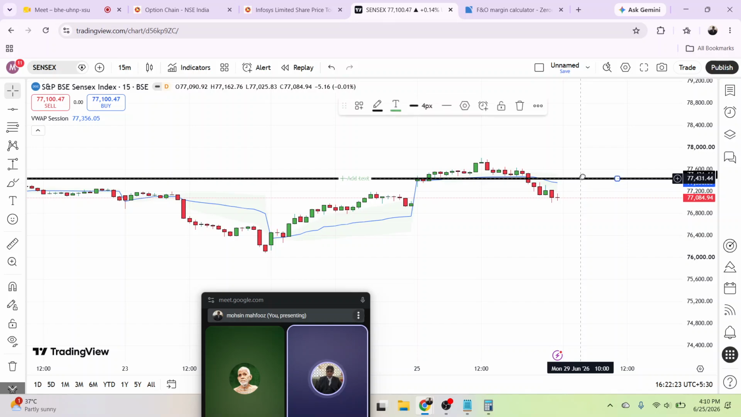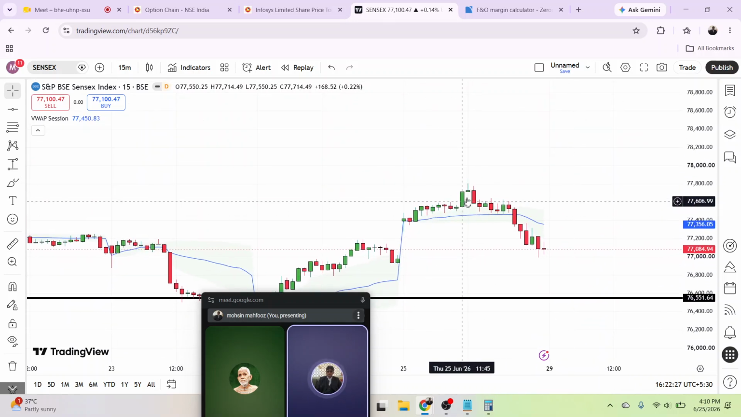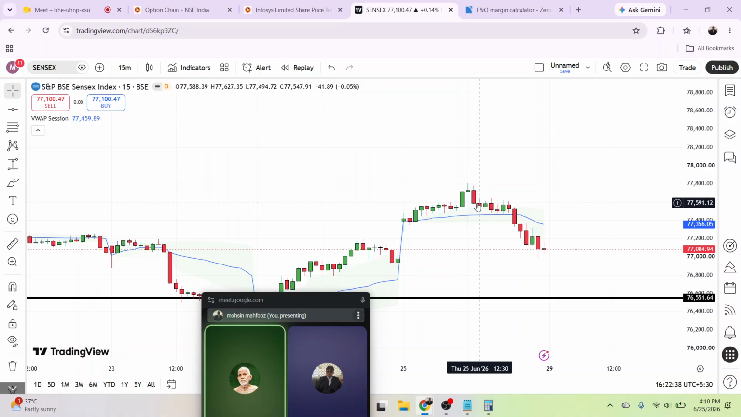Here you can see this is a 15-minute time frame, and there is an evening star pattern here. After this particular pattern, I will exit. If I make a bullish position, I can exit at this particular time in an intraday trade.